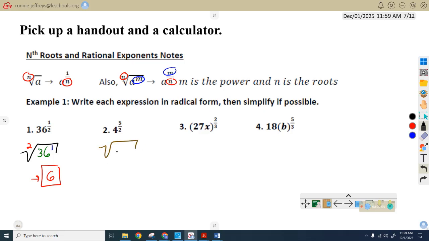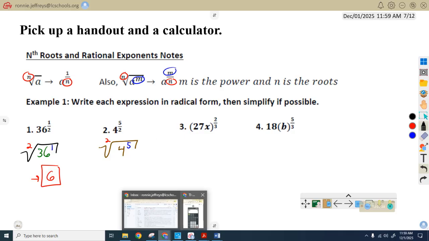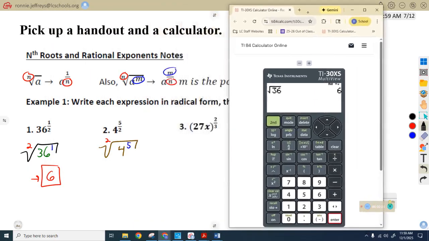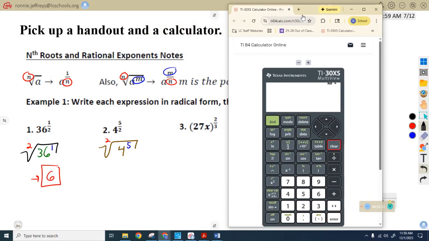Radical 4. All right. The top number, which is our power, goes here. And the number in the gutter, or the bottom, goes here. So now we're taking the square root of 4 to the 5th power. Okay. Well, second, square root, 4, raise the roof, the little caret key, I call it raise the roof, 5.